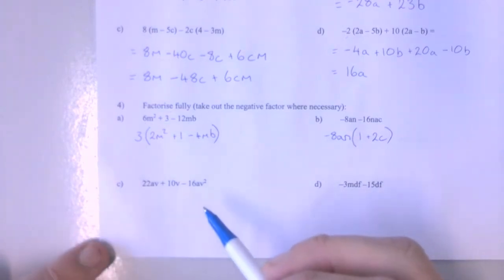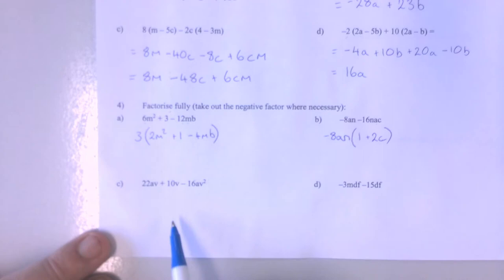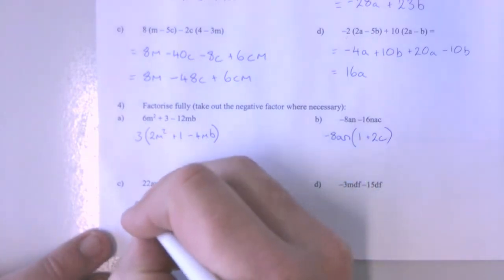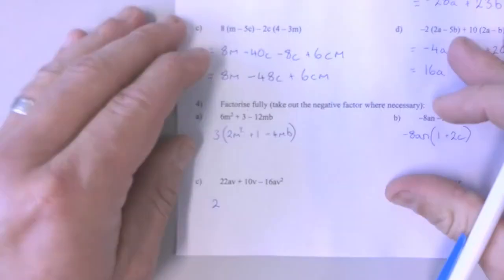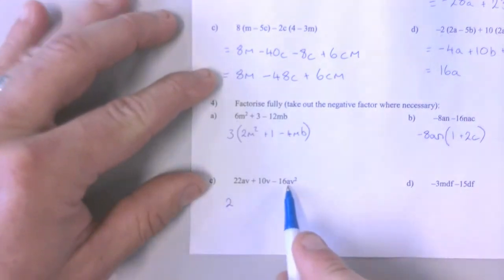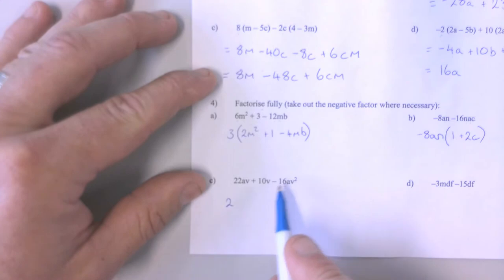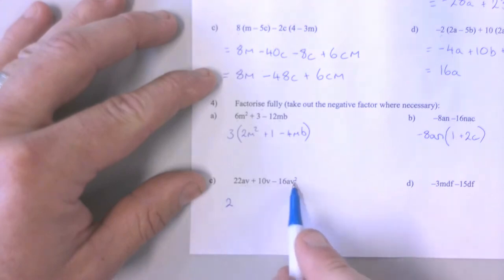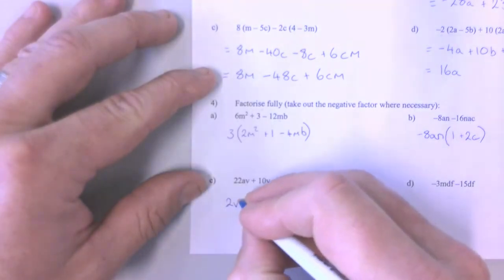Question 4c is asking me to factorise fully, so what I'm doing is looking for all of the common factors across these terms. Now, 2 will go into each of these, so we'll take that out the front. A is not across all terms, so it will have to remain within the brackets. V is across all terms, so we'll take the V out the front.